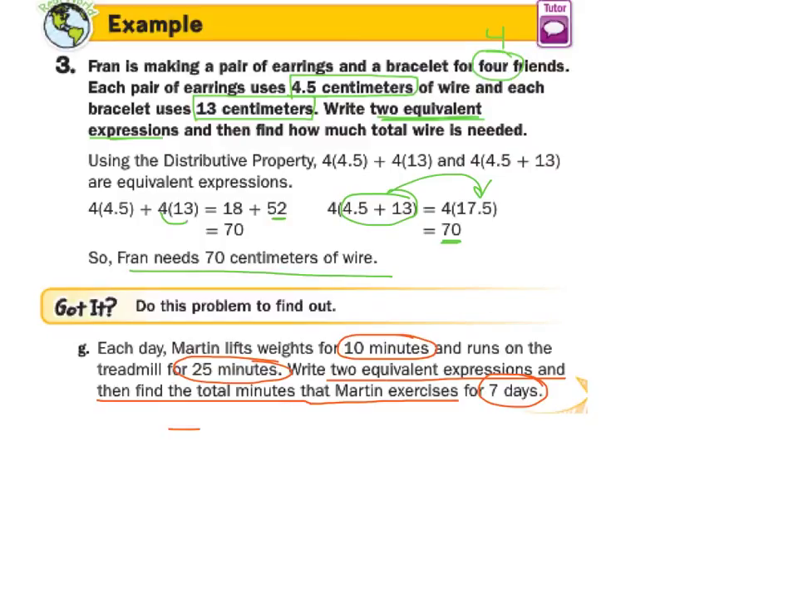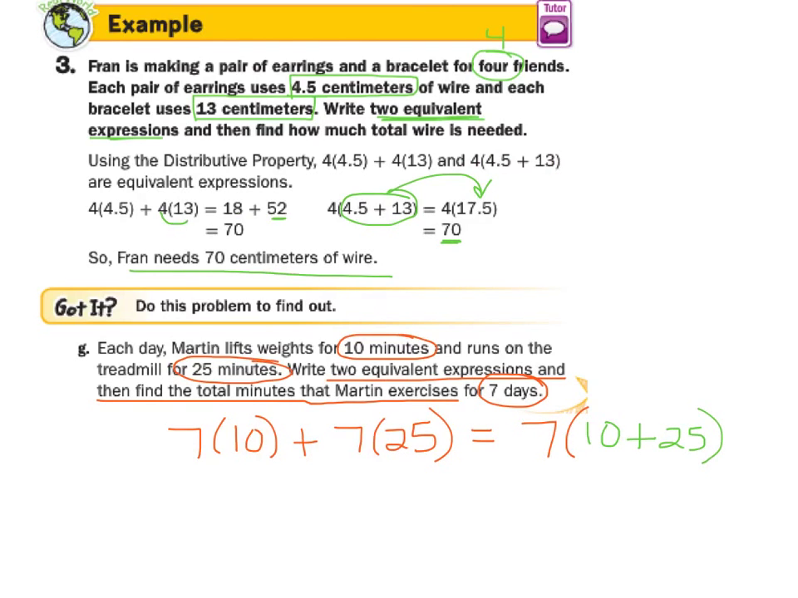I could do 7 days times the 10 minutes of lifting weights plus the 7 days of running on the treadmill for 25 minutes. And that would be equal to 7 times. And I could just add up that he works out for 35 minutes total each day. Actually, I should write this longhand first. Sorry about that. That he lifts for 10 and runs for 25 in parentheses.